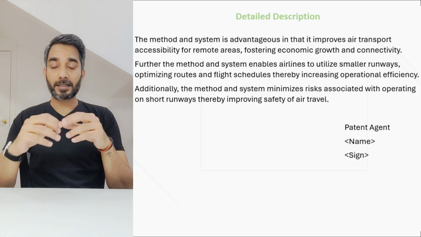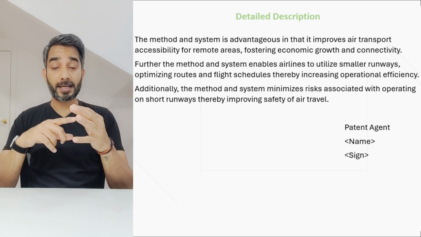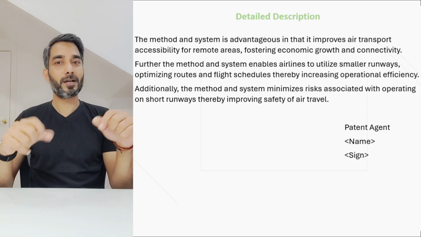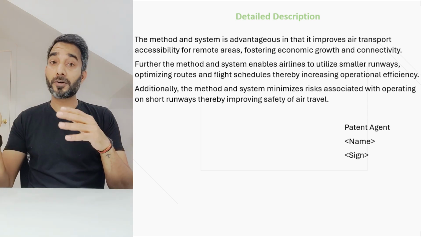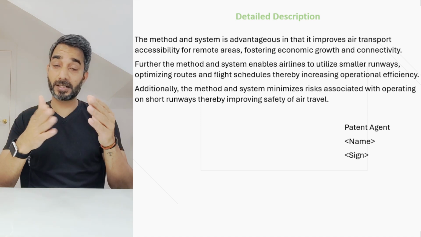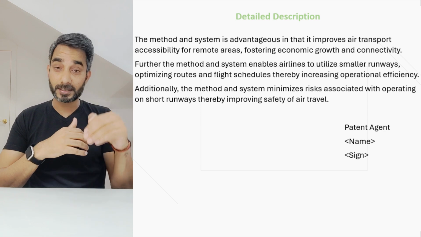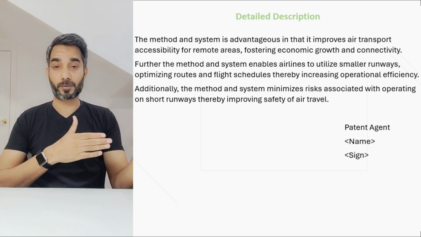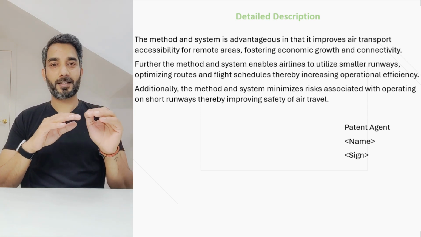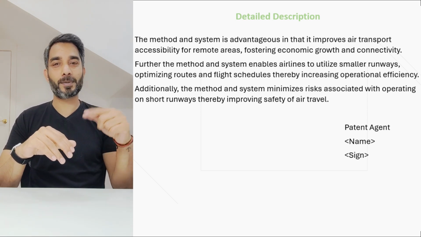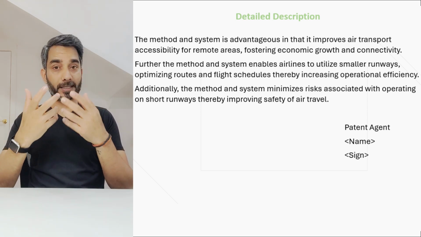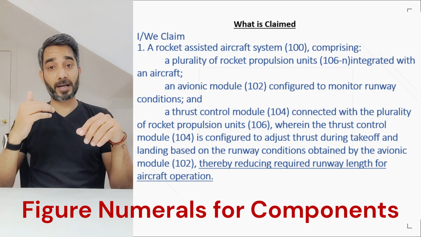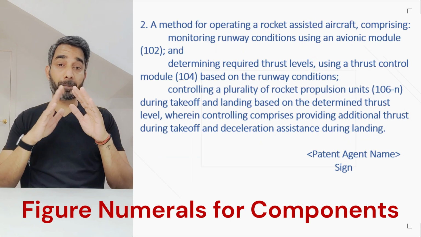So the format is the method and system is advantageous as it. See what is the technical advantage that they have provided there. Write it here. Is there another technical advantage? Then we write, further, the method and system is advantageous in that it. Is there any other advantage that is there? Additionally, the method and system is advantageous as it provides. You keep doing it. At the end, you say patent agent, name and sign. After this, we will put our claims that we have already drafted in the format as I claim, claim 1, and then we will write claim 2 followed by abstract.